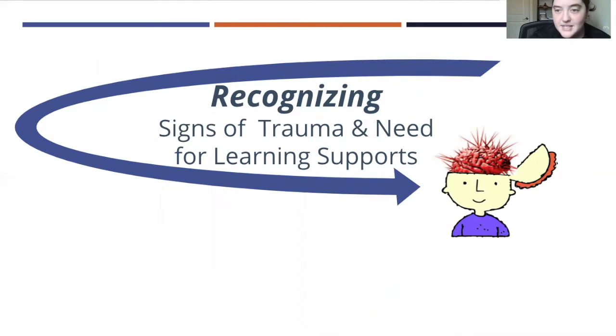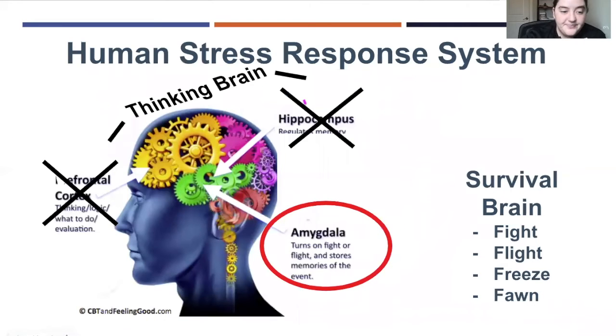All right. So now that we just talked through that first bubble of trauma-informed practices of realizing the prevalence and impact of trauma, grounding ourselves in those definitions, we're going to transition to talking a little more about recognizing the signs of trauma and the need for behavioral and learning supports. We're going to do that by talking a little bit about how trauma can affect the brain.